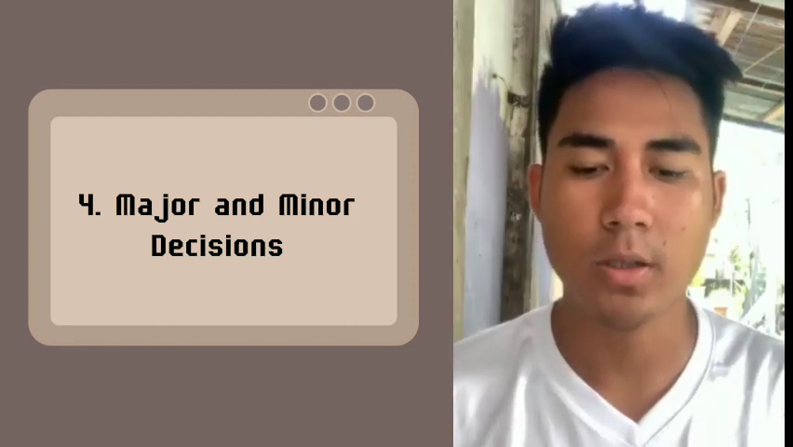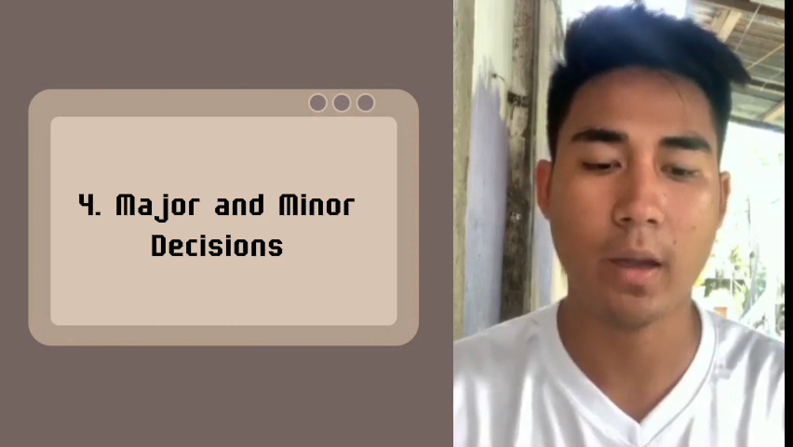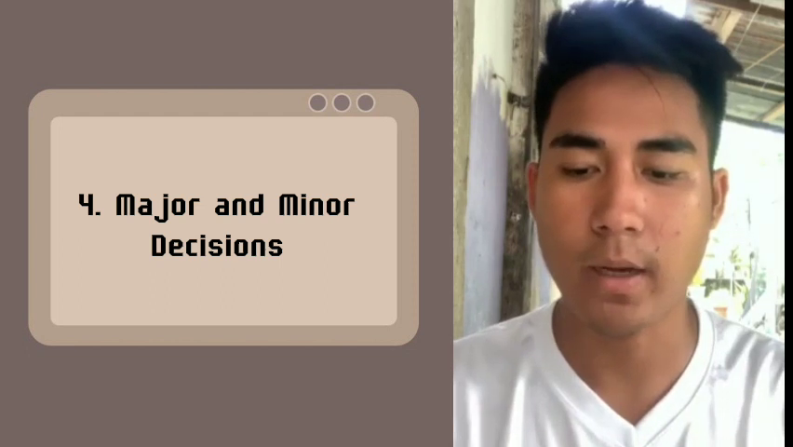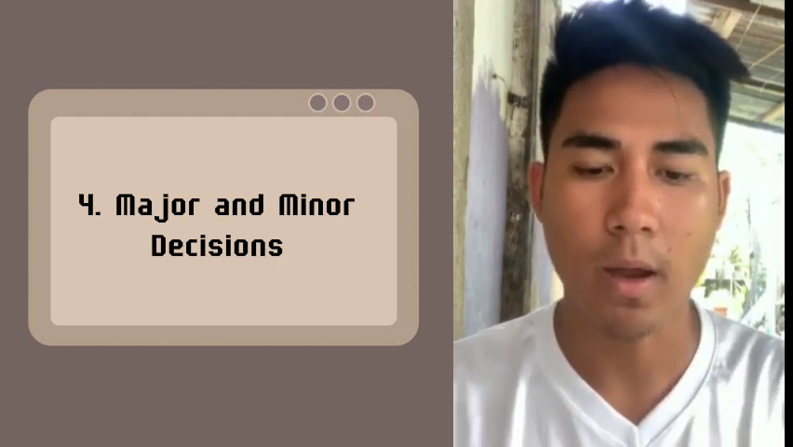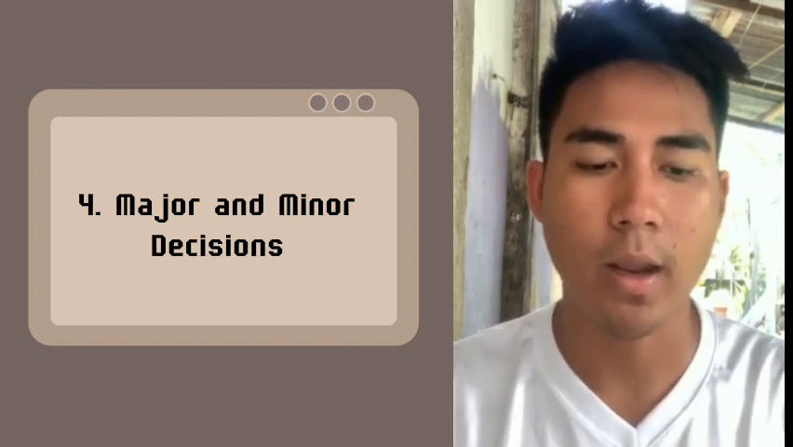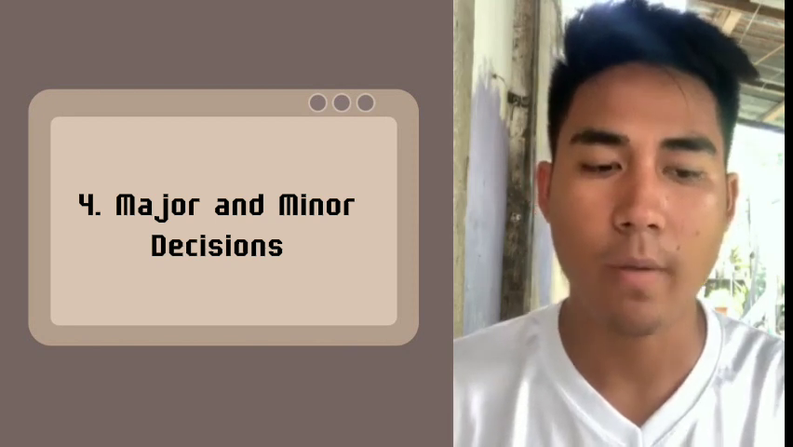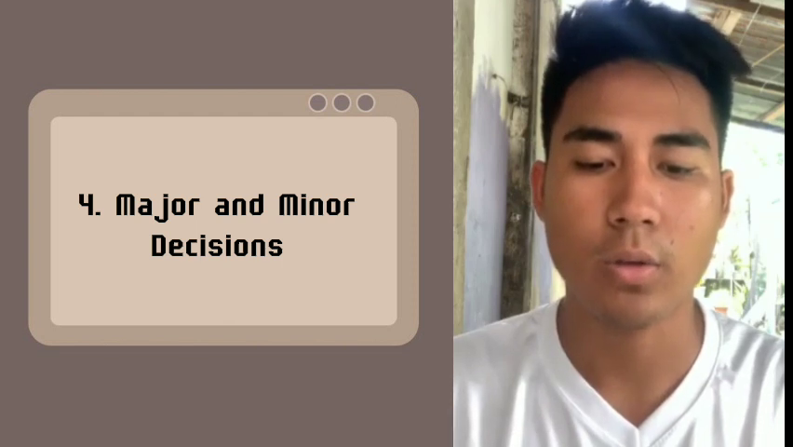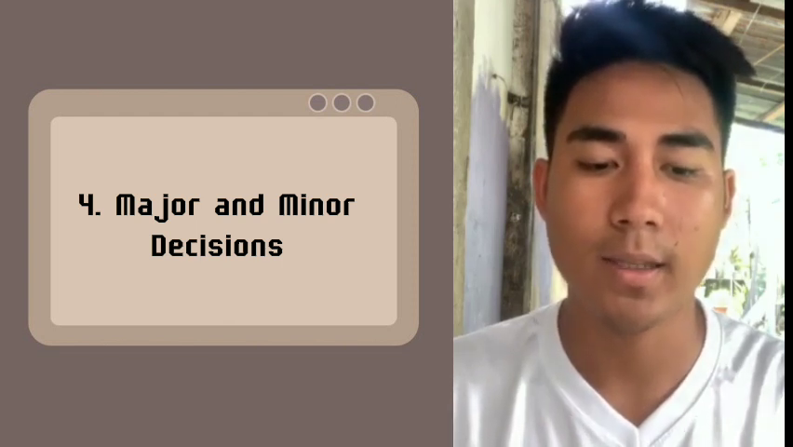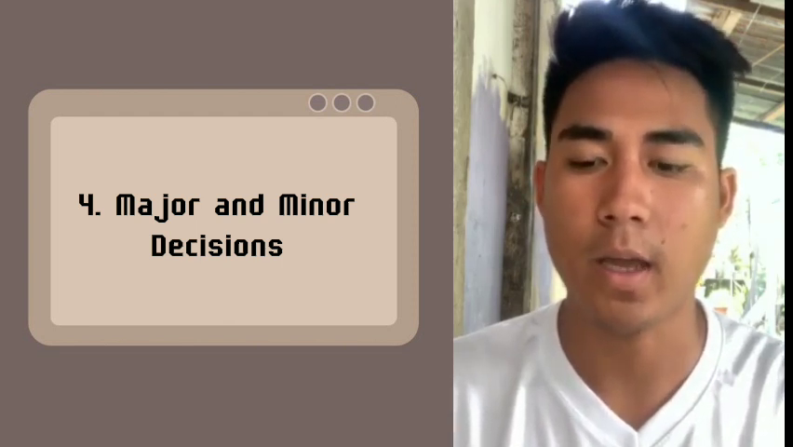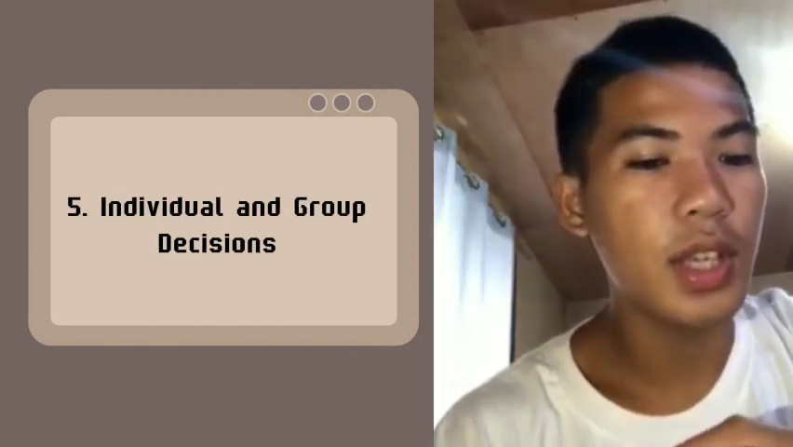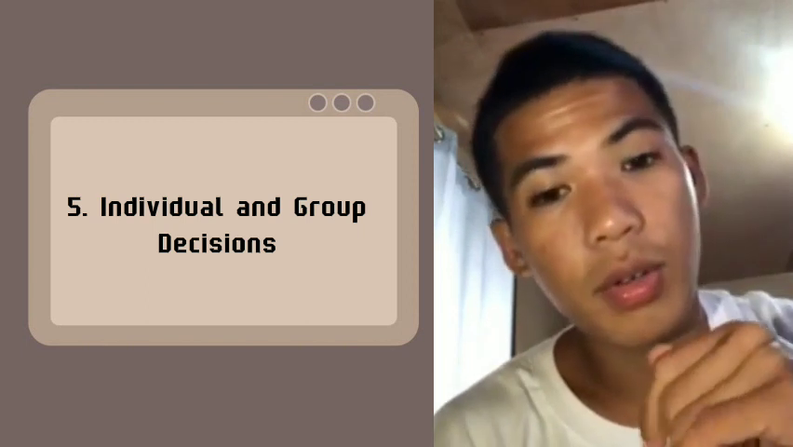Example, a major decision has a significant impact on the business and is taken by the top management, while a minor decision has a low impact, but is also considered impactful to the business, and this is taken by the superintendent. An individual decision is made by one person.